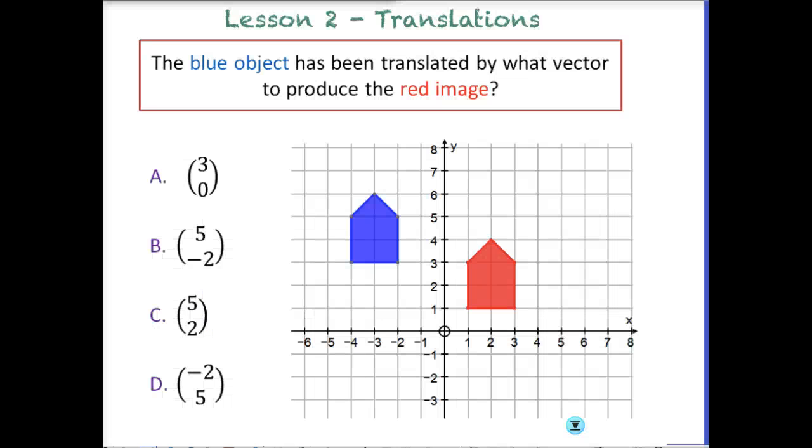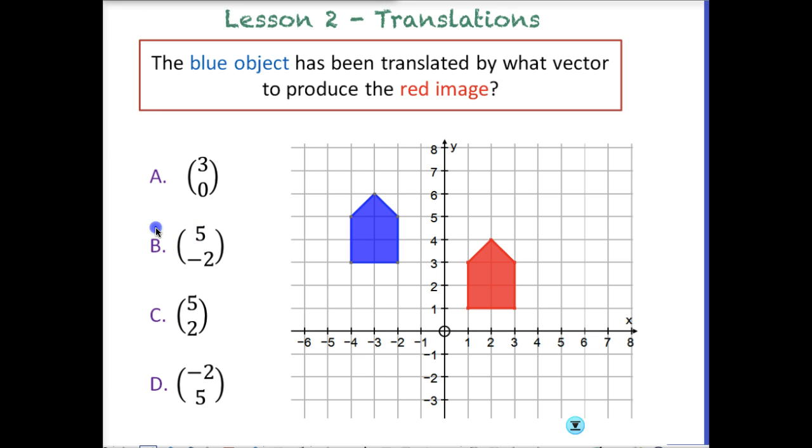All right, one more test. See if you can determine which vector translated this blue image to the red image, or I should say the original shape, the blue object, to the red shape, which is now our image. So which of these vectors has done that? Go ahead and pause the video and see if you can determine the answer.